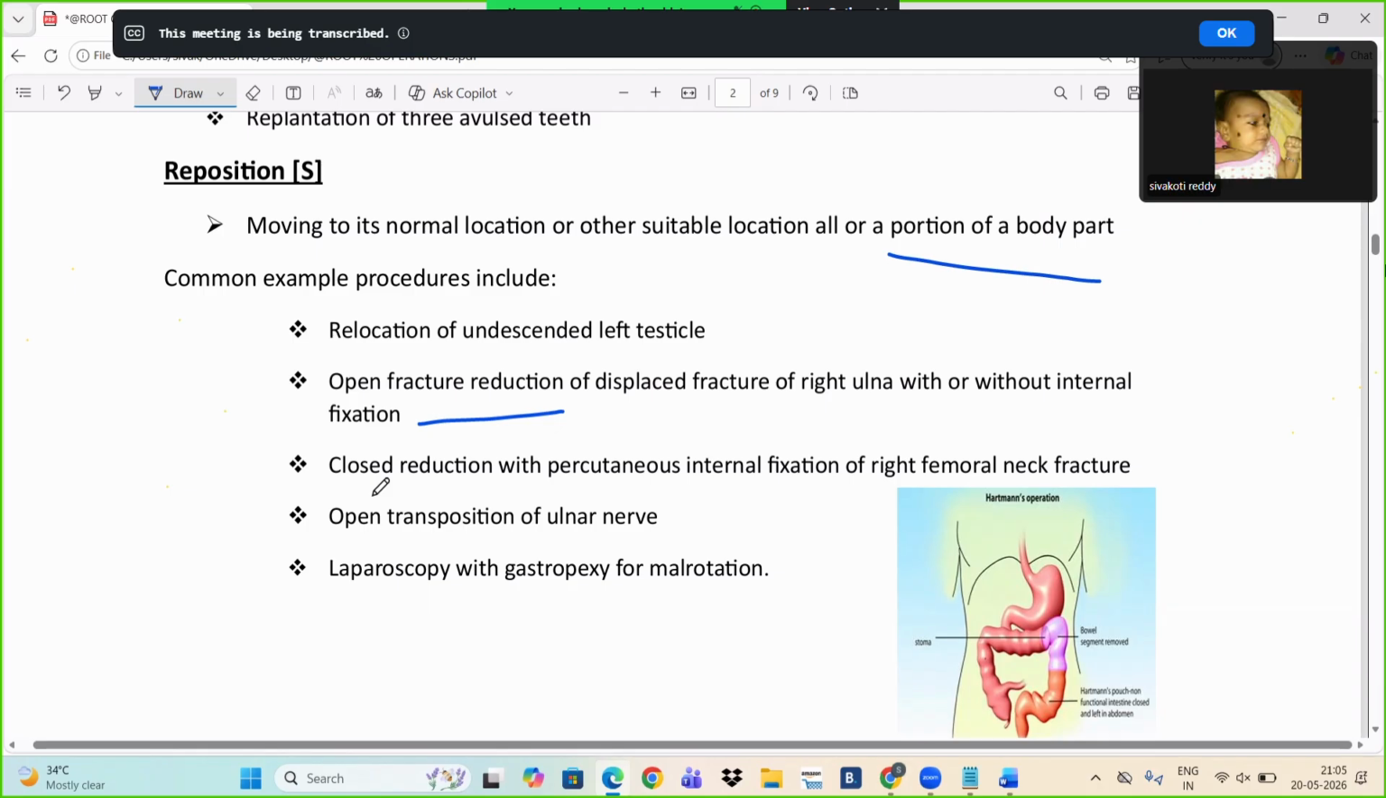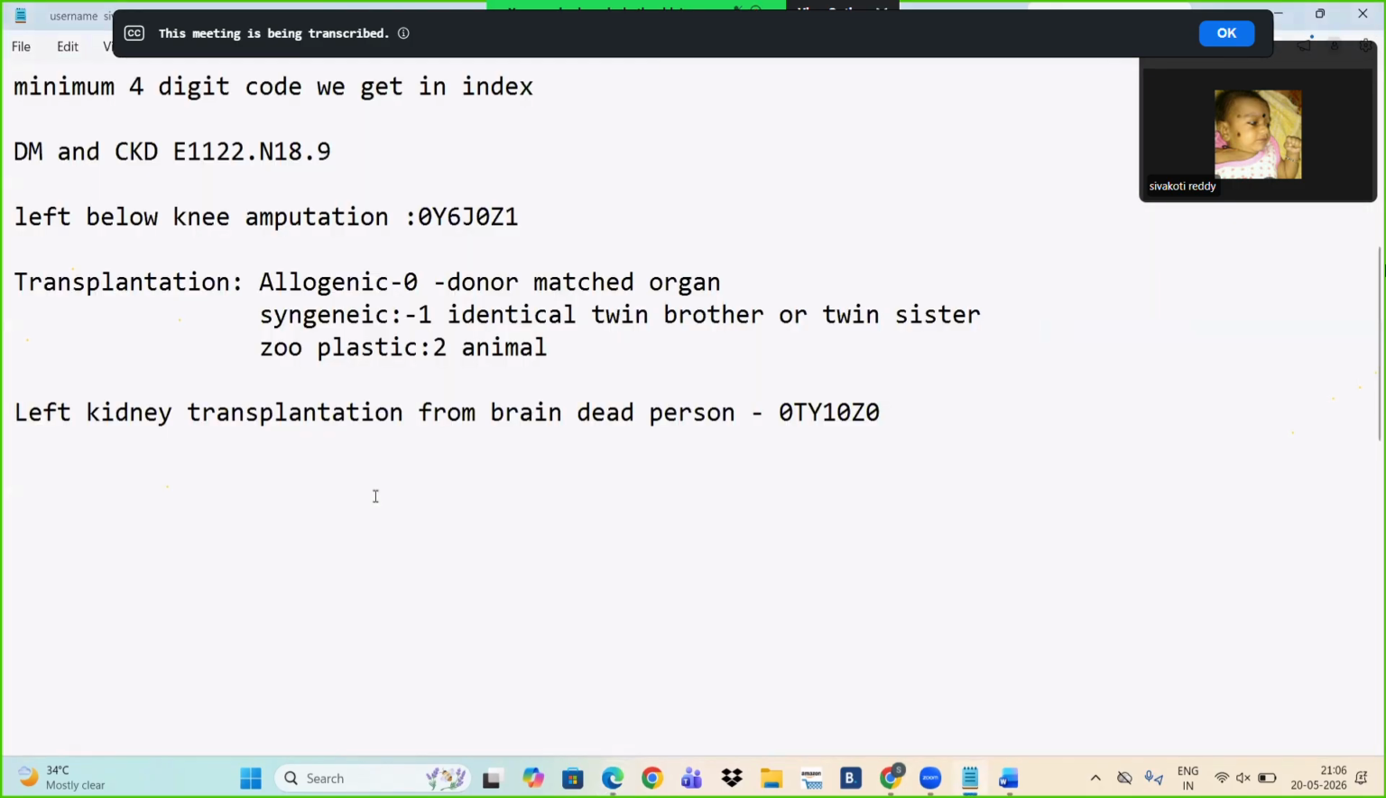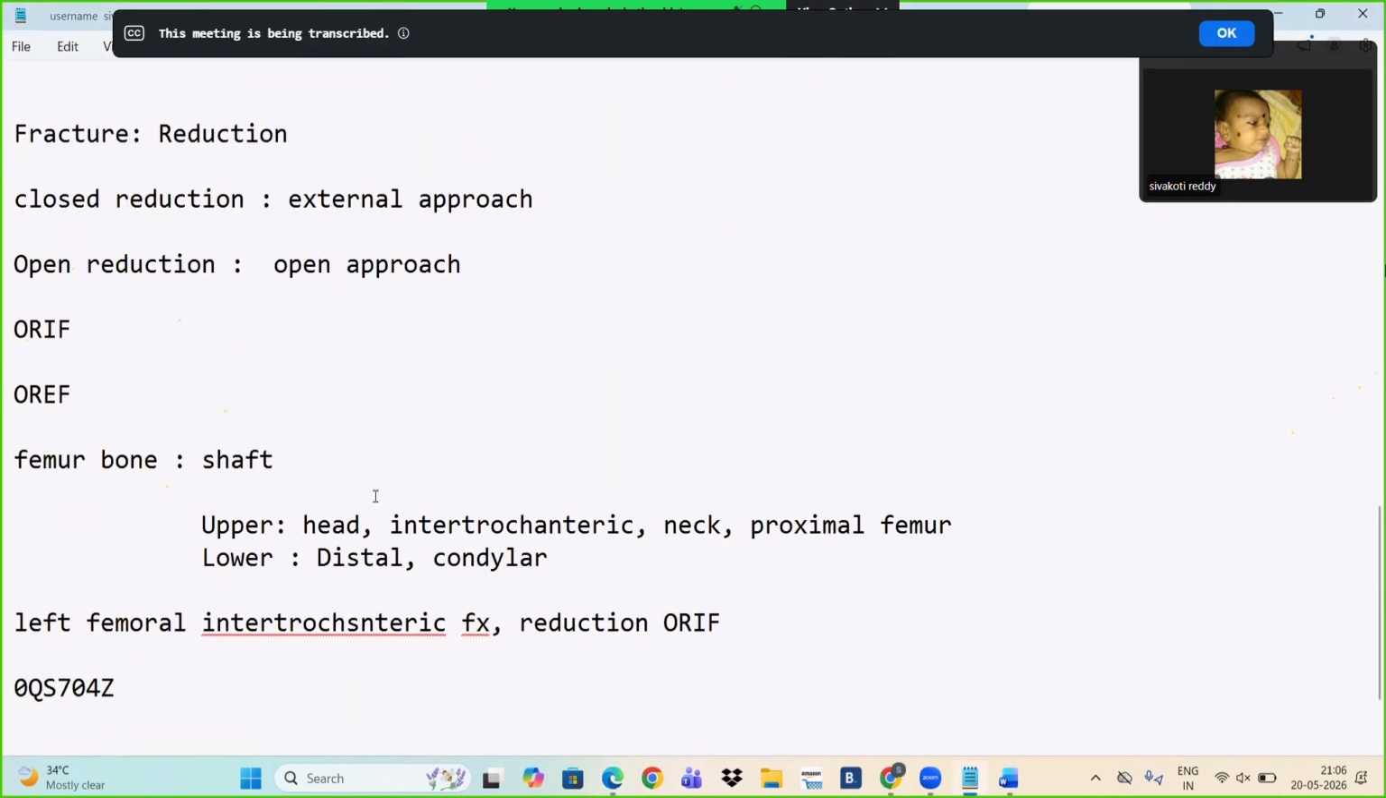So if a fracture happened, what is the treatment? Reduction. The bone that broke should be moved from the abnormal position back to the original position. Again, we need to fit it in the same position. It should be reposition. So what will they do? Fracture reduction they will perform. So fracture reduction has two techniques. Closed reduction, open reduction. Note down.